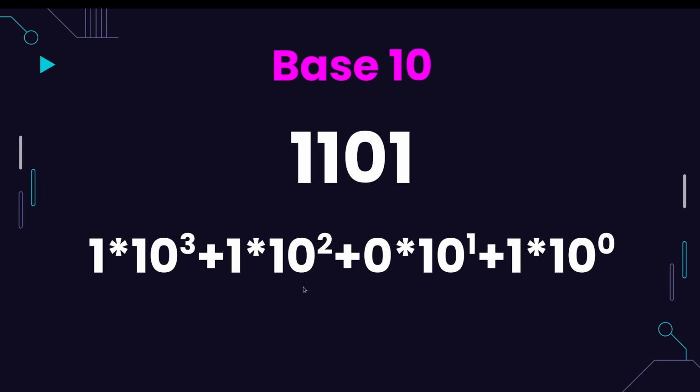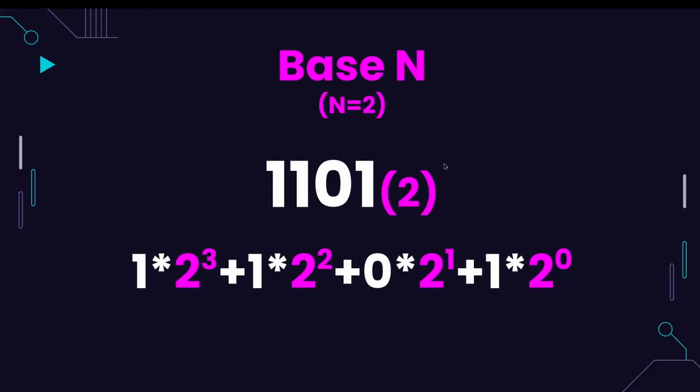So remember this pattern. If we expand a number in this format, base 10, 1 times 10 to the power of 3, 1 times 10 to the power of 2, 0 times 10 to the power of 1, 1 times 10 to the power of 0. So basically this is taking the base and multiplying it by each place value, each digit. Now let's take another world of base 2. In a base 2 world, there are only 2 digits, 0 and 1. And that would be expressed as 1101 base 2, which is in parentheses.